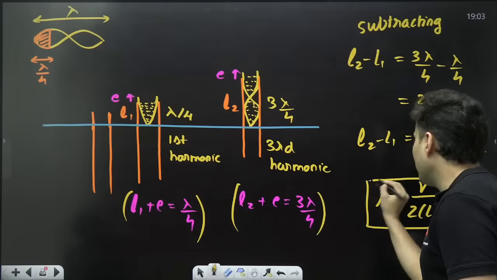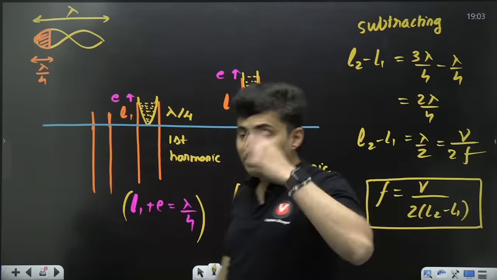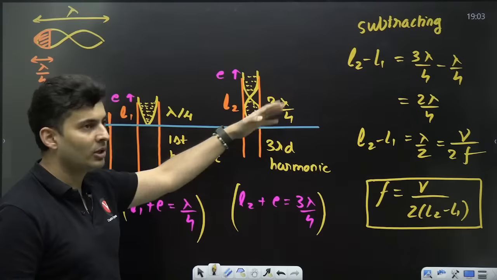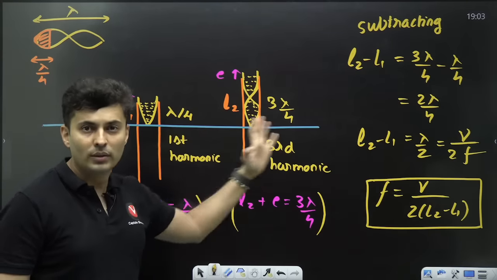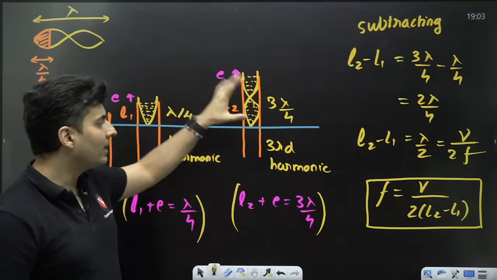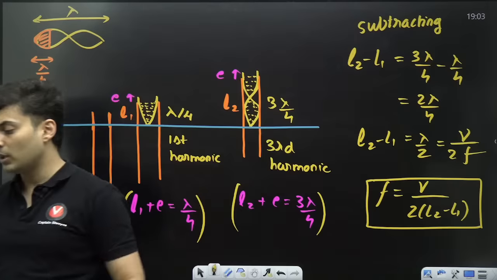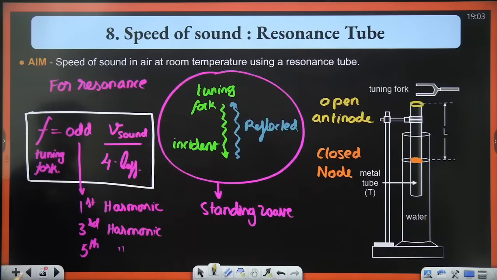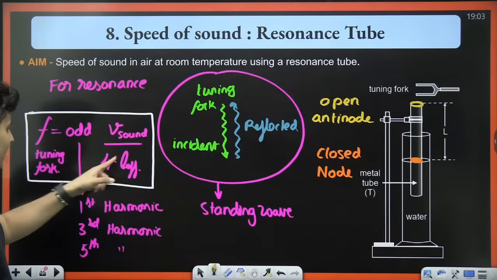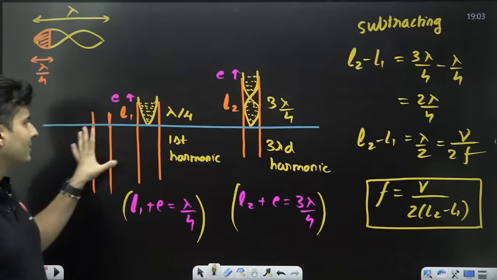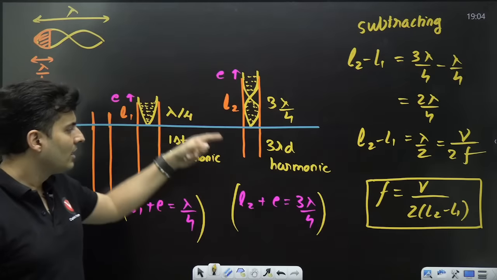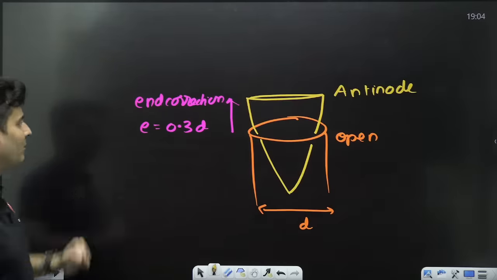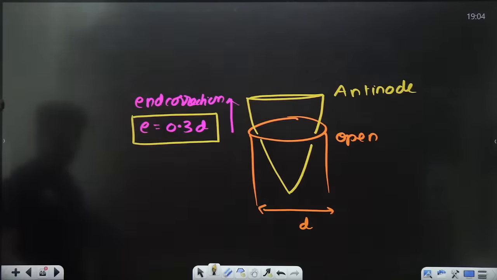This formula is also very useful to find the frequency of the tuning fork. If speed of sound is given and the two lengths for first harmonic and third harmonic, consecutive harmonics, are given to you, without knowing the end correction, you can find the frequency. Is that right, everyone? Okay, so one formula which you must know is this formula in general, but here you need to know the end correction. And the other formula is this one, where you know the first harmonic and third harmonic lengths. End correction gets cancelled when you subtract, and we derived this. So you should know that. End correction is 0.3 times the diameter. This is also one thing which you must know.